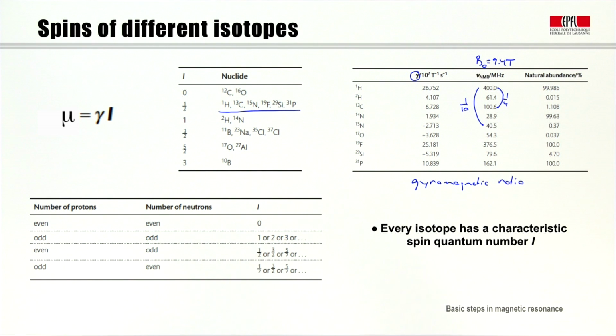Now there are some rules about these quantum numbers. For example, if the number of protons and the number of neutrons are both even, then the resulting spin quantum number is 0. That is the case for carbon-12 and for oxygen-16. But you can also have the case where both the protons and neutrons appear in odd numbers. Then we have integer quantum numbers, such as 1, 2, or 3. They could be even and odd, or odd and even, and in either case we have so-called half-integer spins. Actually, these rules are not particularly useful. It is better to look at a full table like here.